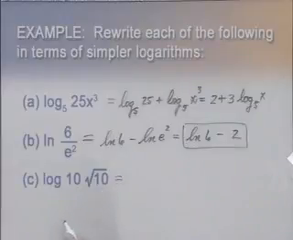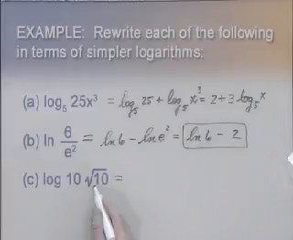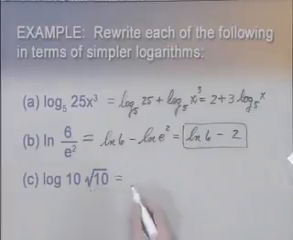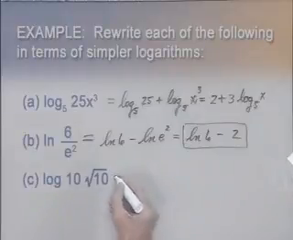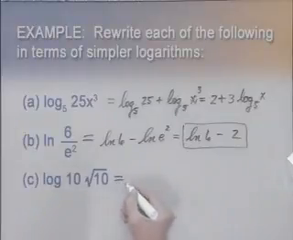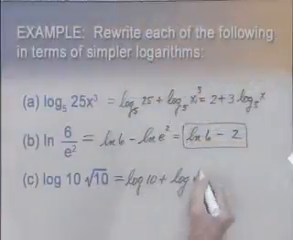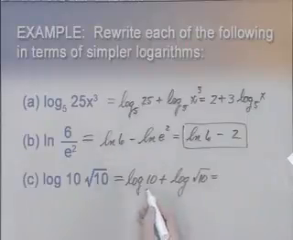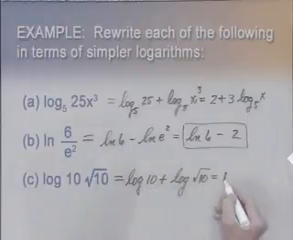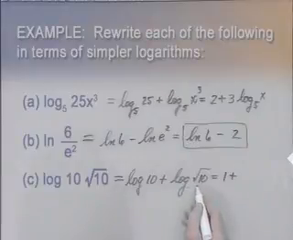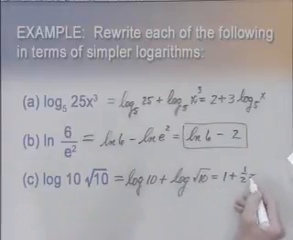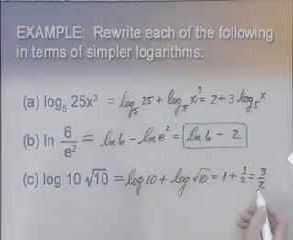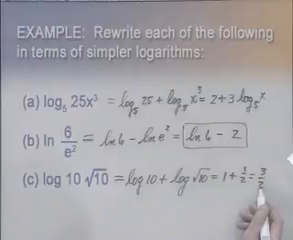Can anyone think of a way of evaluating that using properties of logs? First law. The first law? Okay, so how would you write this, Stephen? Log of 10 plus the log of root 10. The log of 10 plus the log of the square root of 10. Okay, and what is the log of 10? 1. And what's the log of the square root of 10? 1/2. And so our answer is 3/2. We get rid of all the logarithms that way. Can anyone think of another way of getting the same answer?